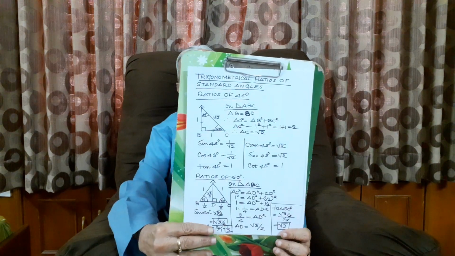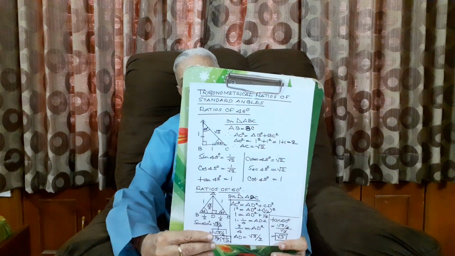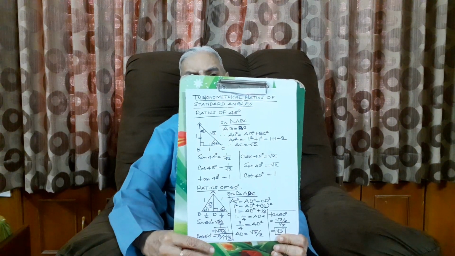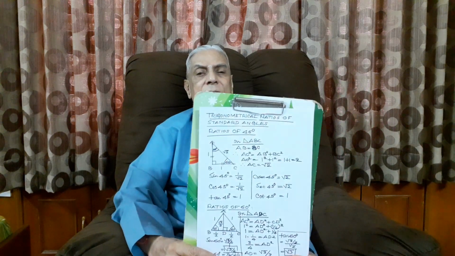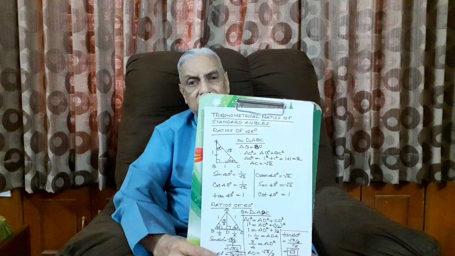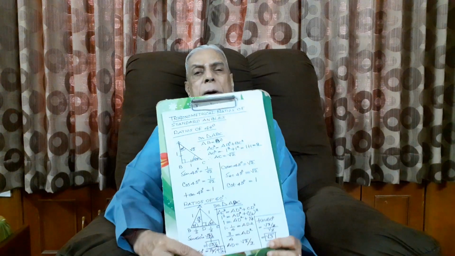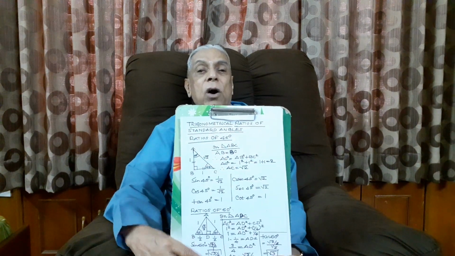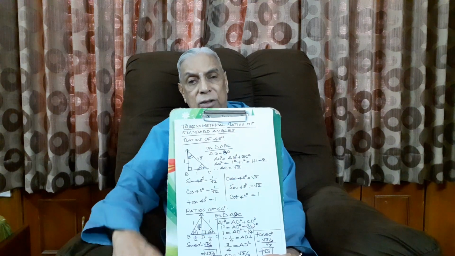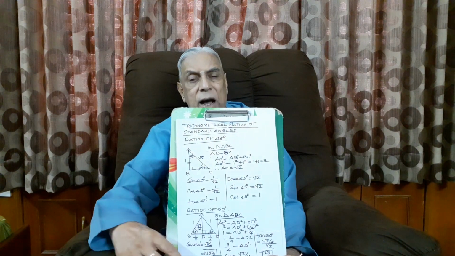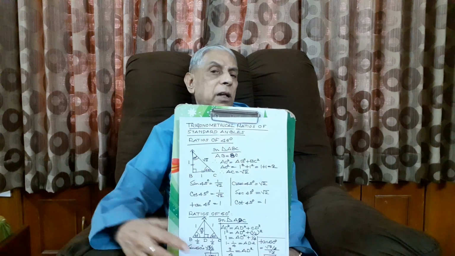Now I have taken the right angle triangle ADC. Angle C is 60 degrees. In that right angle triangle, I know the adjacent side and the hypotenuse. The adjacent side is half, and the hypotenuse is 1. I want to find out the vertical one, that is the opposite side. For that, once again apply Pythagoras theorem there.